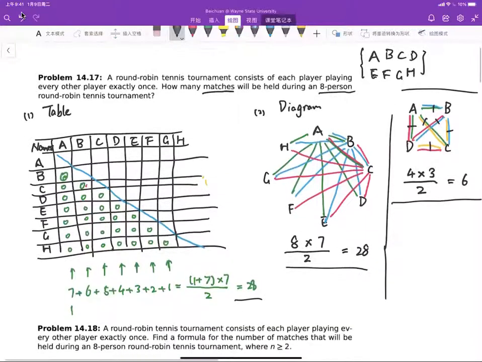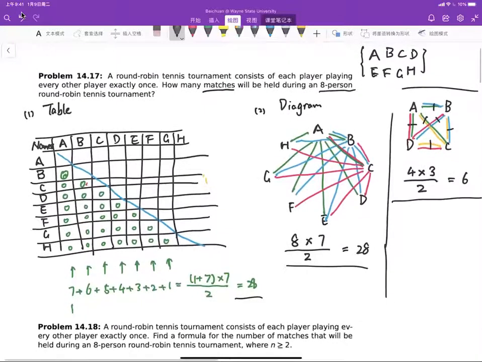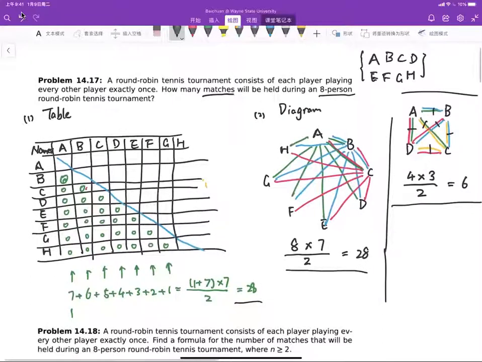All right, any questions so far? Actually, this kind of problem is called, what is that? Combination. Sorry, I forgot the name. So this type of problem is called combination.